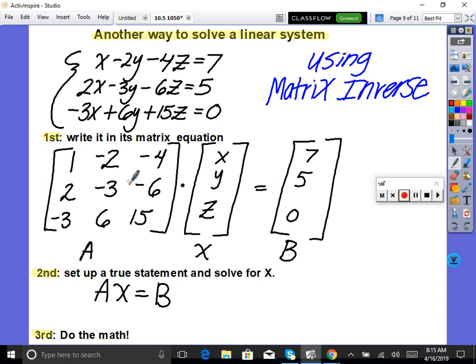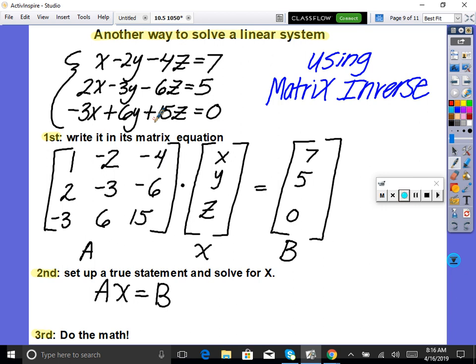Now everybody, let's look why this would make sense, why we would split it up like this, and why this is the same true statement as this. Let's see why. So notice in my equations, I have my coefficients, 1, -2, -4, 2, -3, -6, -3, 6, 15. Now, if we took those coefficients and we times by x, y, z, would that create the correct sequence here? Yes. How do we multiply things? Don't you take the first row times by the first column, everybody? So look, 1 times x is 1x. -2 times y is -2y. -4 times z. You guys see why that makes sense? And then that would create the same thing here. You would take the second row, first column, and that would create this. So look, 2 times x, -3y, -6z. Same thing here, -3x, +6y, 15z. So that would make sense. And then it's equal to the matrix 7, 5, 0. So that's how we would set it up.